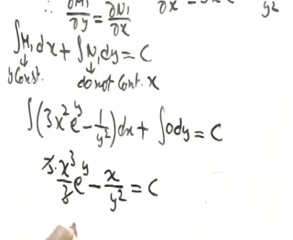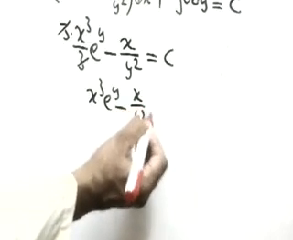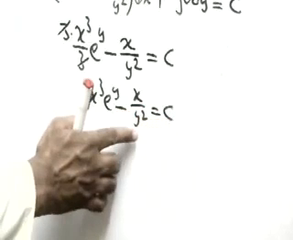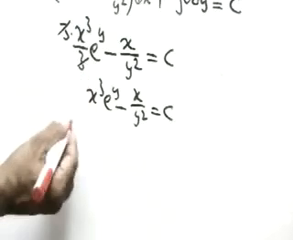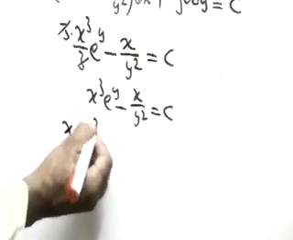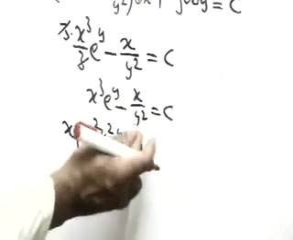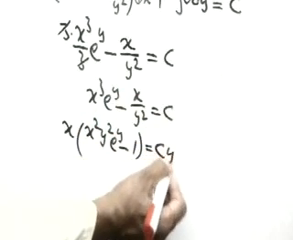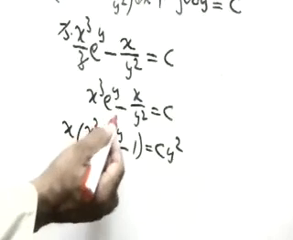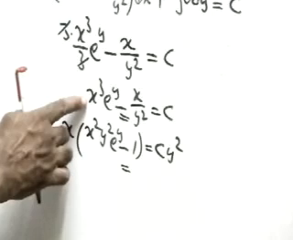Now what will happen if we cancel this? We can write this x cube e power y minus x divided by y square equals c. Or if we want to solve, we can take common x here. So if you take LCM, y square into x square will be x square y square e power y minus 1. You can bring this y square here, equals c into y square. We can leave it here also.